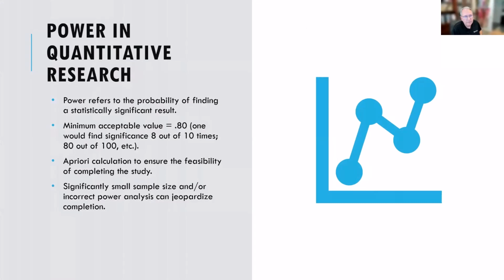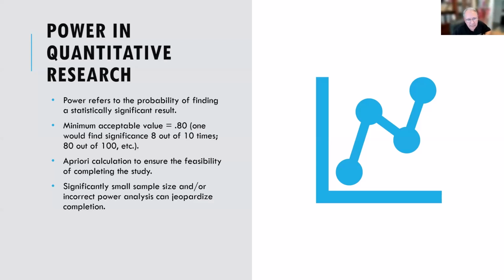So what do I mean by that? So that's where power in quantitative research comes in. Power refers to the probability of finding a statistically significant result. The minimum accepted value in typical research is 0.8 or 80%, which means that we would expect 8 out of 10 times to have the same finding. So again, remember, this is not 10 out of 10 times, it's 8 out of 10 times. And if we increase the power, we are making some trade-offs here.